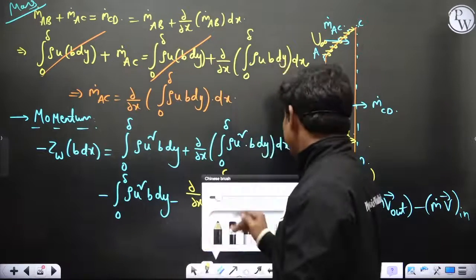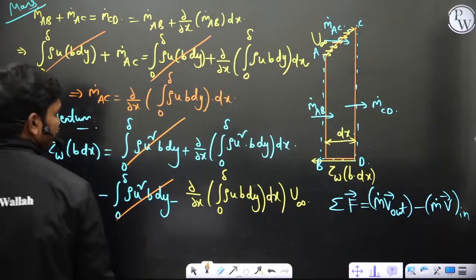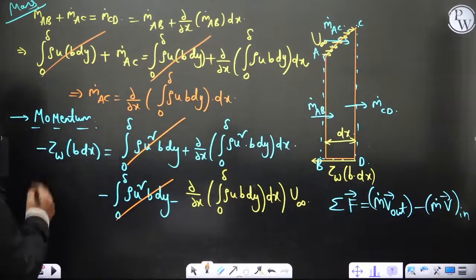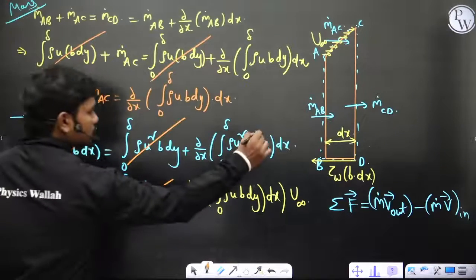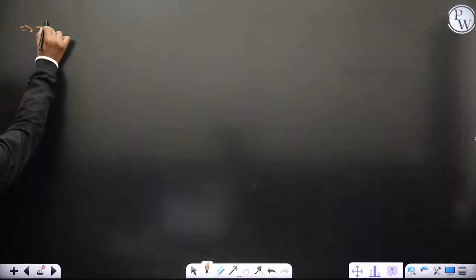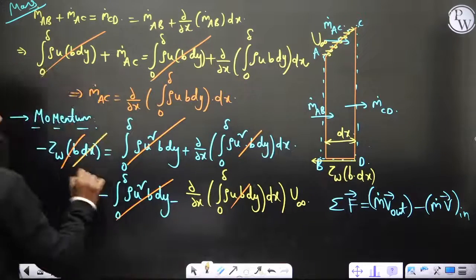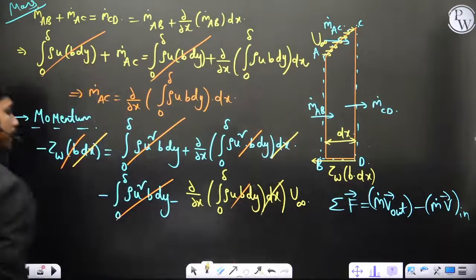Yes, now let us simplify this. Now this term and this term will get cancelled. Then we have a minus sign. Also, b you can cancel in all the terms, because b is constant and is in every term. So this implies minus tau w, dx is also there, right? This dx is a multiplication in every term, so we can cancel dx also.